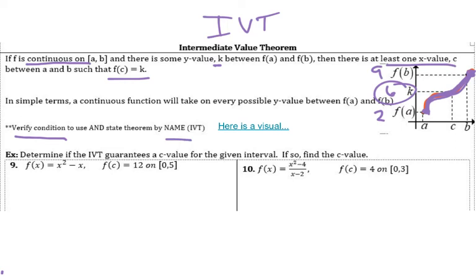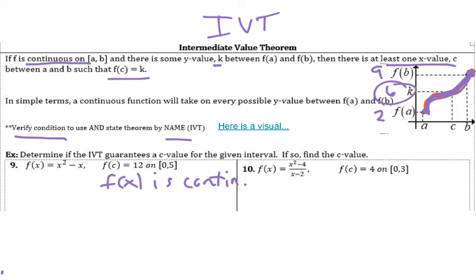So I'm going to show you exactly what that looks like on these examples here. So first of all, f of x is a polynomial. So I'm going to start by just saying f of x is continuous. You don't have to say why it's continuous. You don't have to prove that it's continuous. When you're doing this, you're really speaking to math people. Math people understand that x squared minus x is continuous.